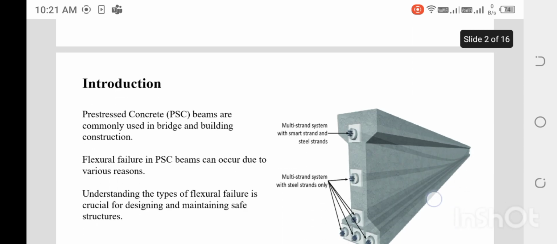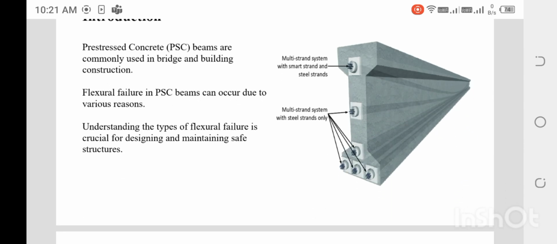Introduction. Prestressed concrete (PSC) beams are commonly used in bridge and building construction. Flexural failures in PSC beams can occur due to various reasons. Understanding the types of flexural failures is crucial for designing and maintaining safe structures.